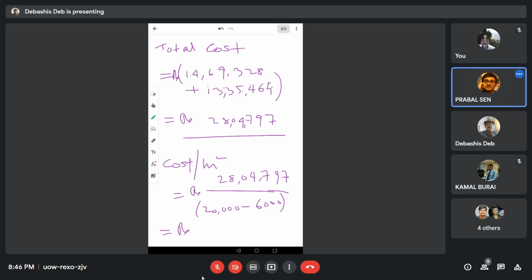Why did I do this? Because 20,000 was the entire area. Now he divided the entire larger plot into smaller units. By doing so, he has constructed roads. So it is mentioned that 6,000 square meter of area was required for the necessary amenities. Roads, park, substation. So this much area, 6,000 square meter, he cannot sell.